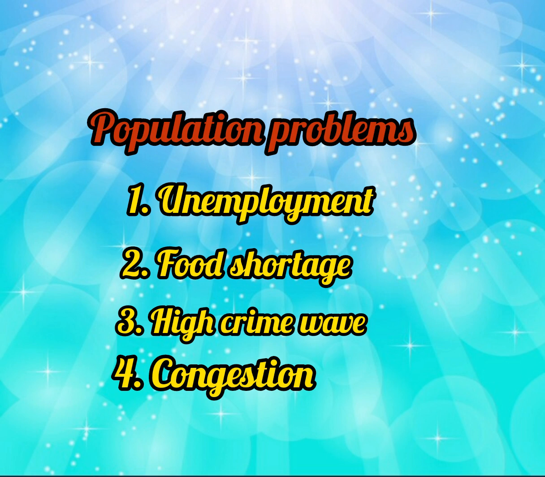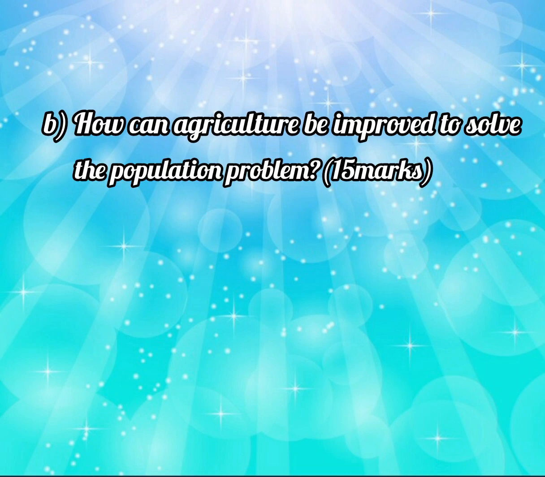These are the population problems. Then the B part of the question. The B part, they've asked you: how can agriculture be improved to solve the population problem? That's a B question. That's a B section.